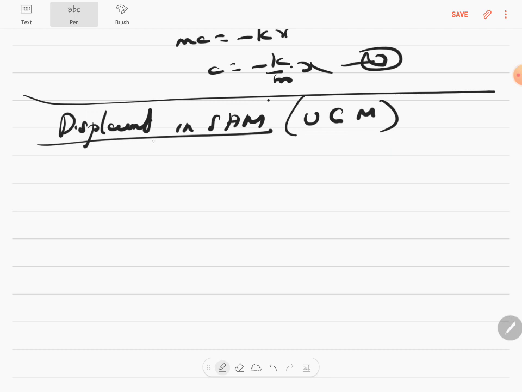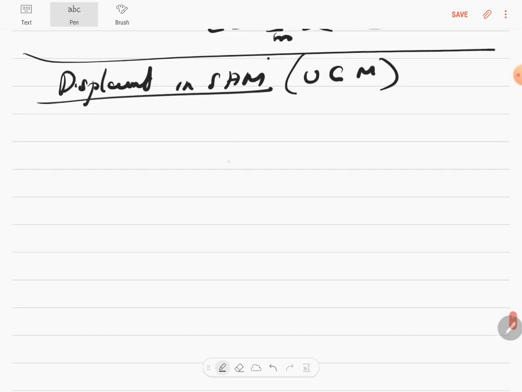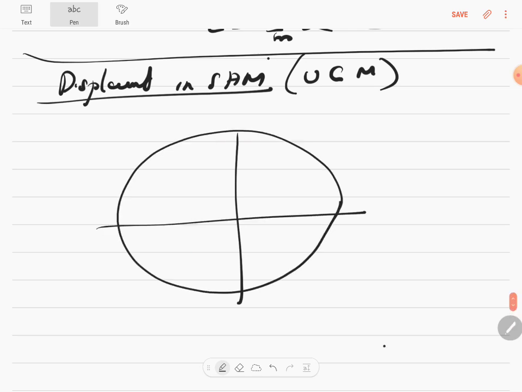How to depict displacement in simple harmonic motion. You have to draw this phasor diagram, a circular diagram, where there is a point P. Let A be the initial point, which already makes an angle omega t with the positive x-axis. The omega t is already an existing angle with the positive x-axis.